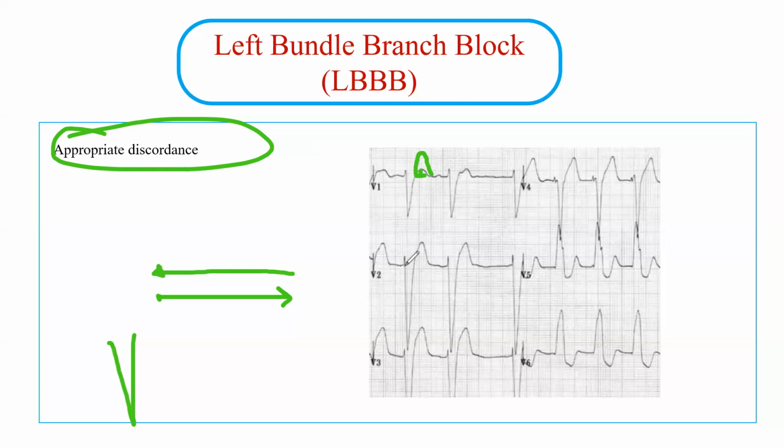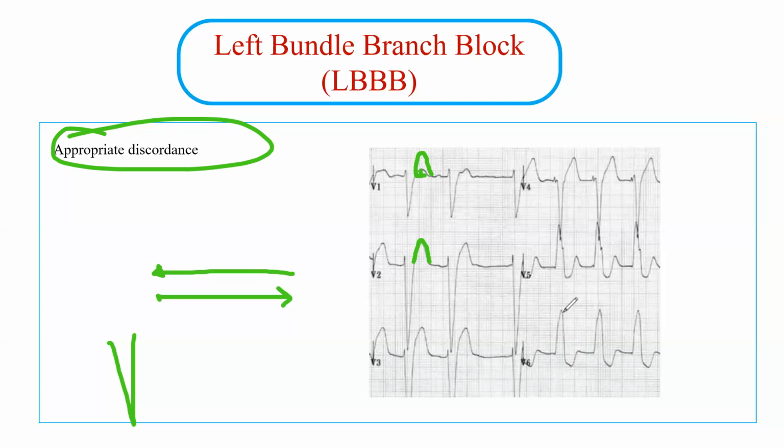And one more here. If you look at the V2, there is S wave, and after the S wave, you have an ST segment elevation. But this is appropriately discordant, right? Because it is less than 1/4 of the S wave here.